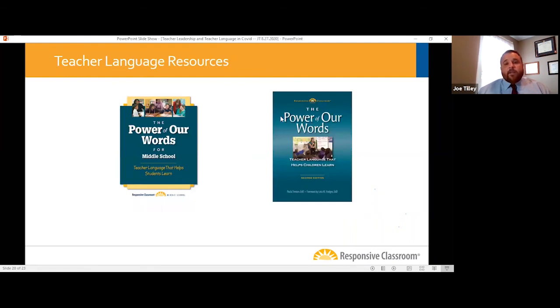And then from a language perspective, the power of our words is just one of the most fantastic resources that's out there. If you look to the right of the slide, you'll see the power of our words. That's the really in-depth one, giving you a lot of information about language and how it works. And on the left-hand side, you'll see the power of our words that is geared toward middle school. This is just a fantastic resource. It's got so many sentence stems in it. As a matter of fact, I have my copy right here because it's just such a fantastic resource.